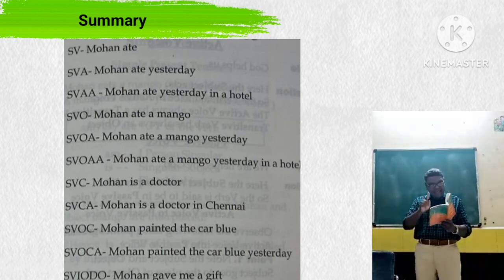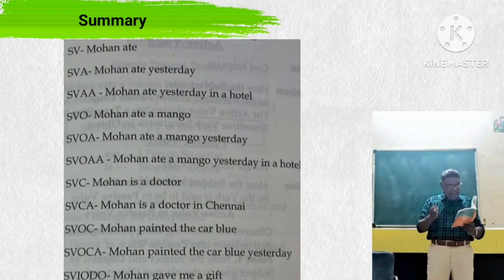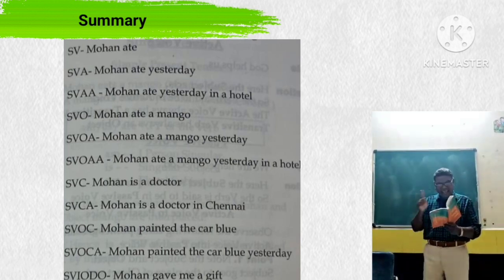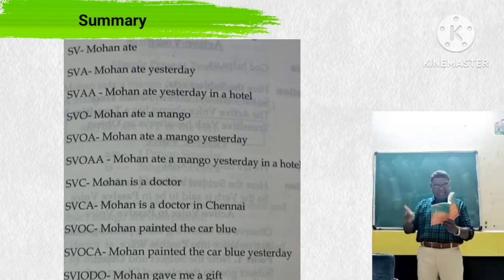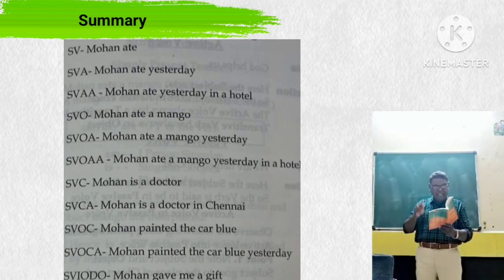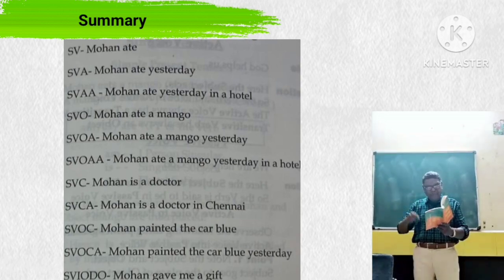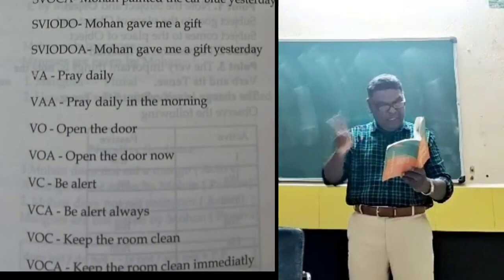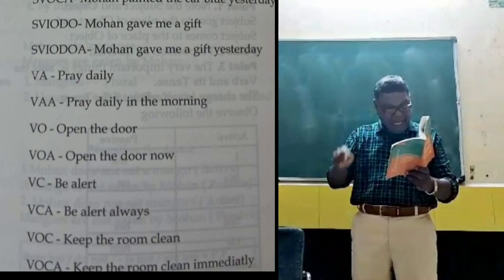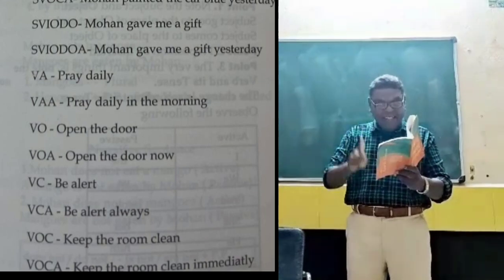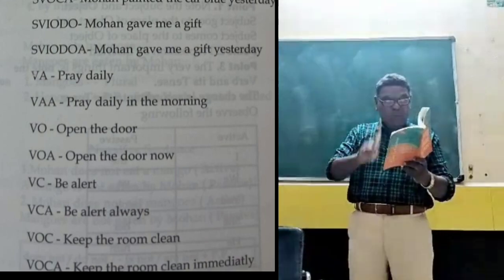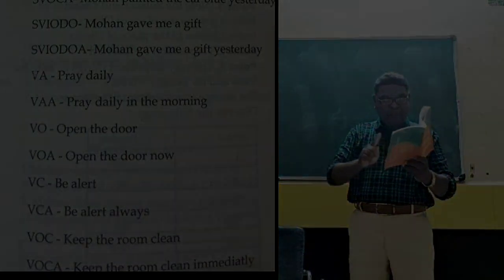SVC, Mohan is a doctor. SVCA, Mohan is a doctor in Chennai. SVOC, Mohan painted the car blue. SVOCA, Mohan painted the car blue yesterday. SVIODO, Mohan gave me a gift. SVIODOA, Mohan gave me a gift yesterday. VO, open the door. VOA, open the door now. VC, be alert. VCA, be alert always. VOC, keep the room clean. VOCA, keep the room clean immediately.